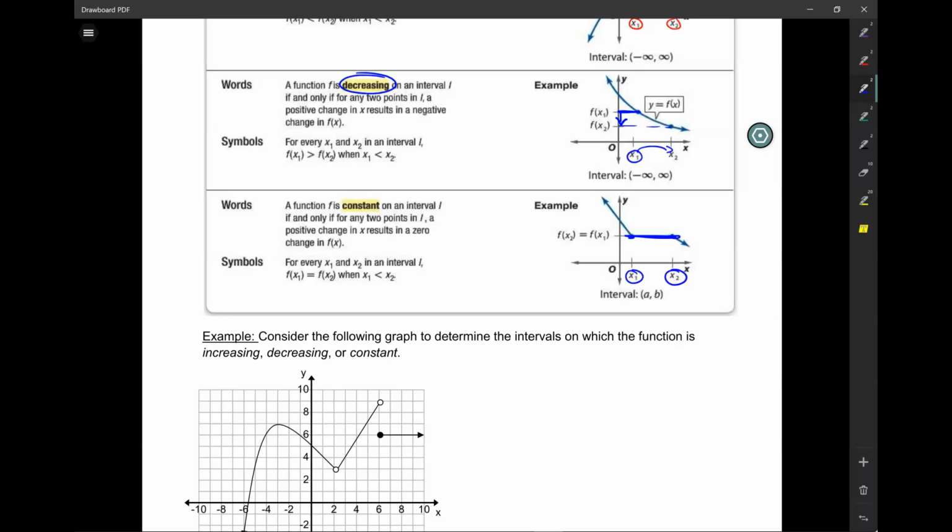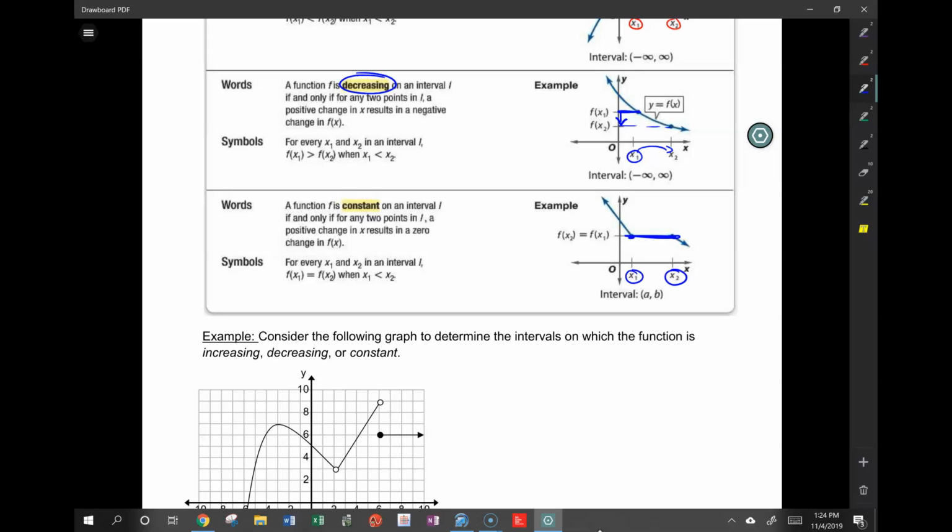Back in the day, when we learned linear functions and you had positive slope, we called it increasing. It rises, it falls, and so on, right? Well, here it increases or decreases because we're talking about not only linear functions, all right?